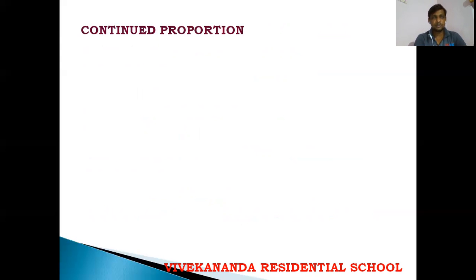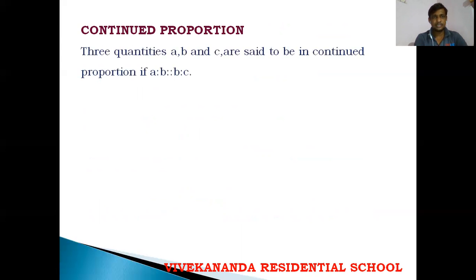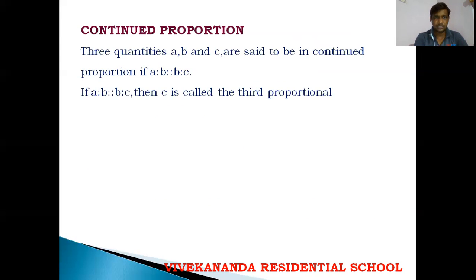So this is about the properties of proportions. Next is continued proportion. We have two types of proportions: one is continued proportion and the next is mean proportion. If three quantities A, B and C are said to be in continued proportion, if A is proportionate to B as B is to C, then that proportion is called continued proportion.